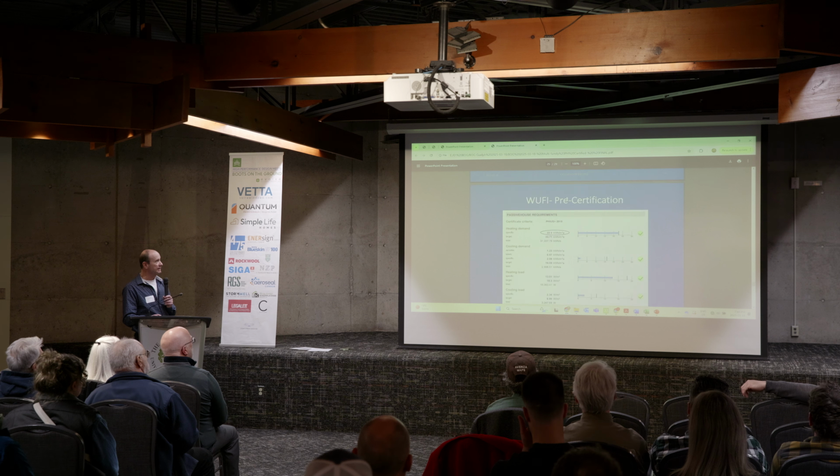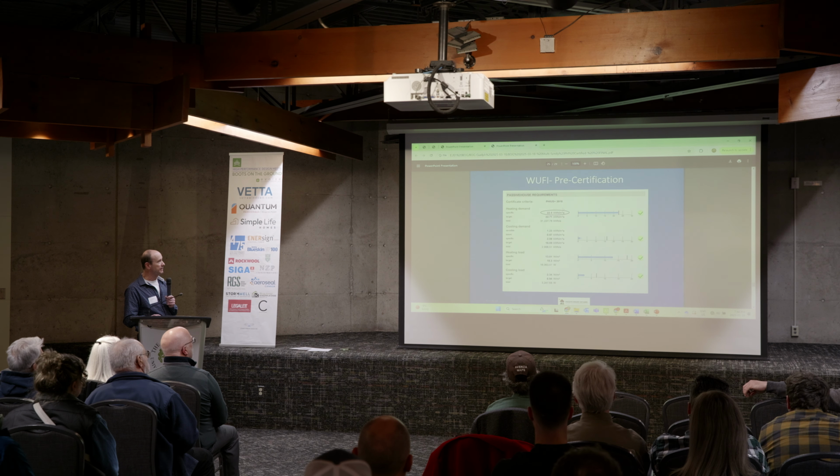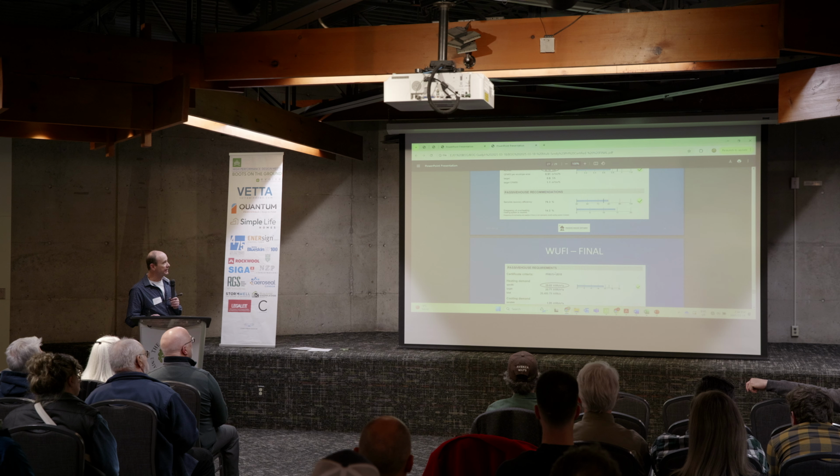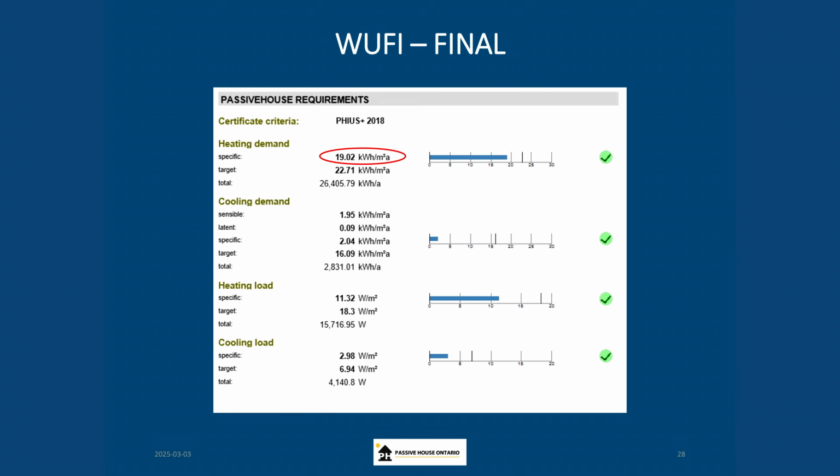This is the pre-verification worksheet for PHIUS, showing what the pre-certification target was. Our target was 22 kilowatt hours per square meter. We were coming in at 22.5 with airtightness of 0.75. And in the end, with everything, we ended up at 19. We ended up significantly lower, mostly because we got a great airtightness number. We came in our final test at just under 0.4 air changes per hour.